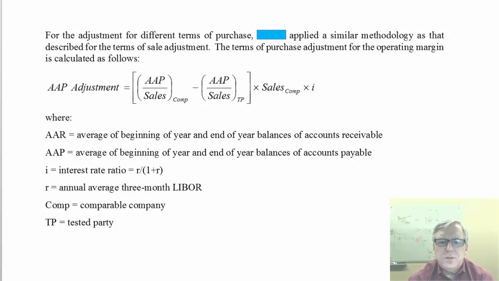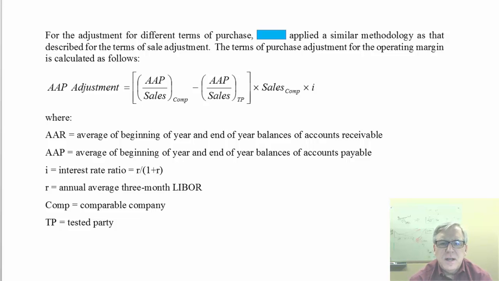So we're going to continue to look at making adjustments to improve the comparability of our comparable firms to our tested party. You may notice on the screen some language from a portion of a standard template report that describes the adjustment for accounts payable. This formula is essentially what is used in some of our standard software that does this calculation internally, but you should understand where it comes from and how it works.